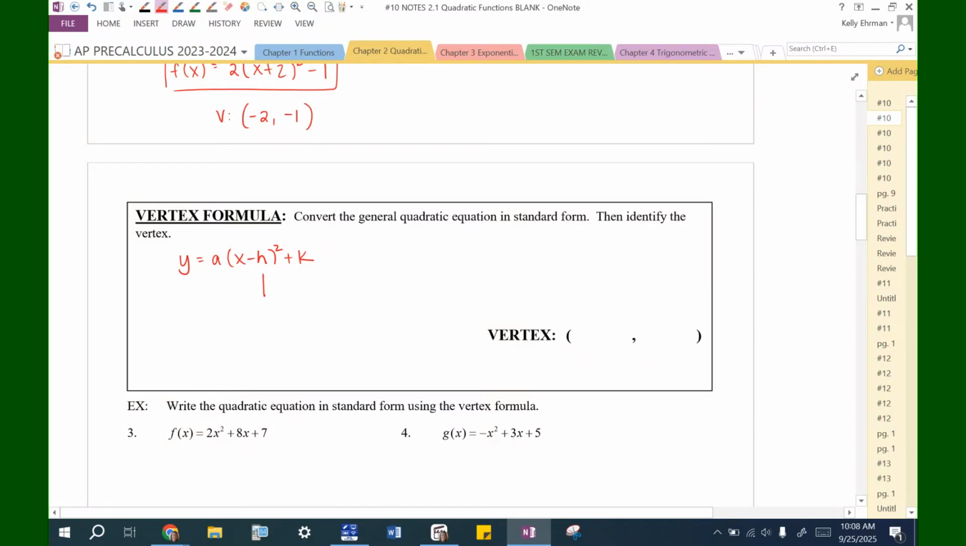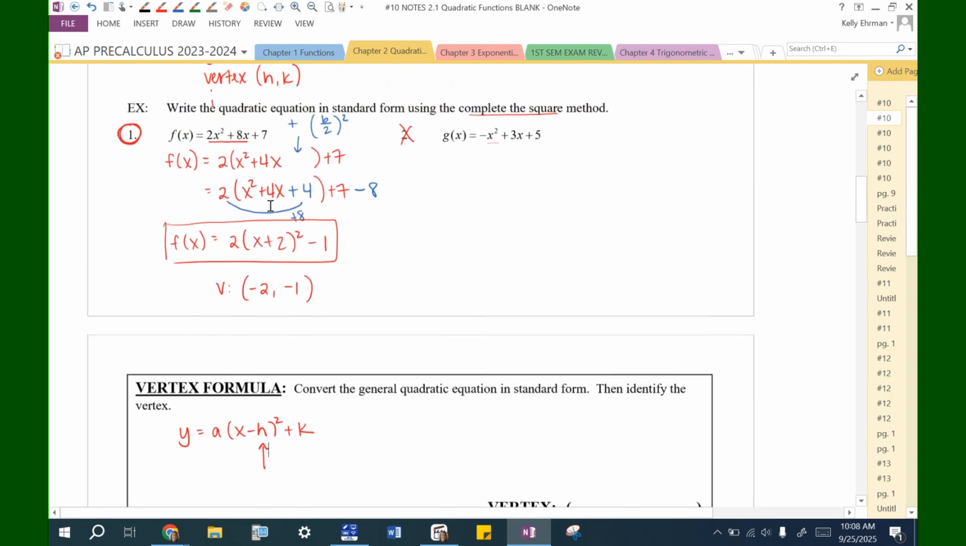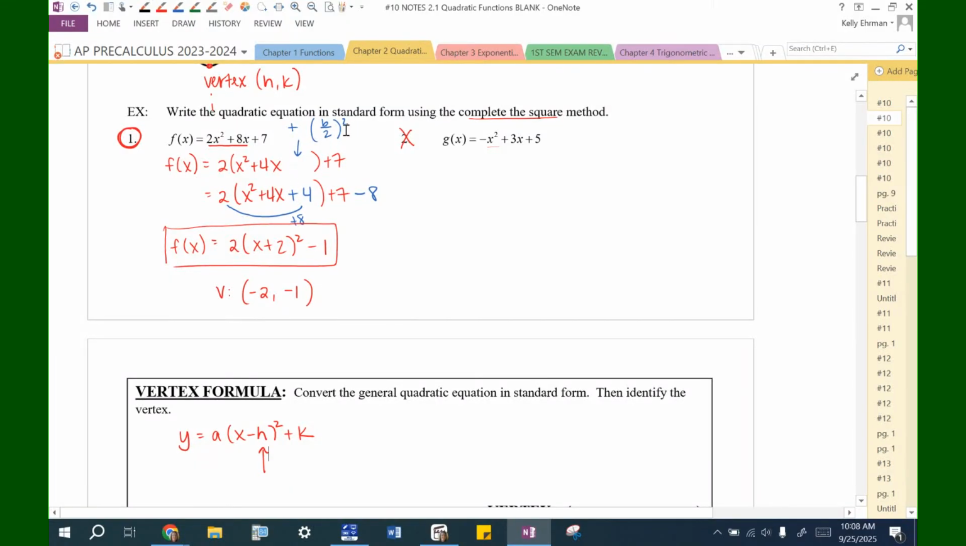How did we find h when we completed the square? We factored out an a. We divided by 2, squared it, and then we factored this. Well, look at what this factored into. Before I squared it, this factors into b over 2. So x plus 2 squared, that was what 4 divided by 2 was.